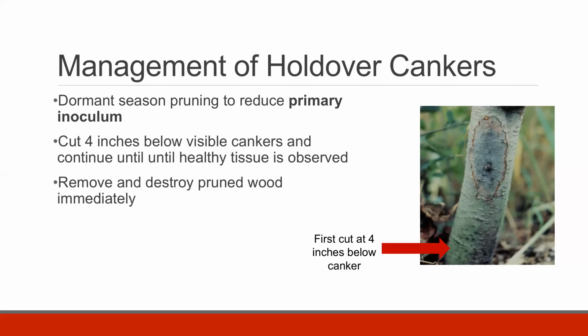The first cut should be made about 4 inches below the canker. So if you look here on the right, you can see a visible canker. So the grower should go ahead and make a cut 4 inches below that. And then they should continue trimming the tree or the limb until healthy tissue is observed.